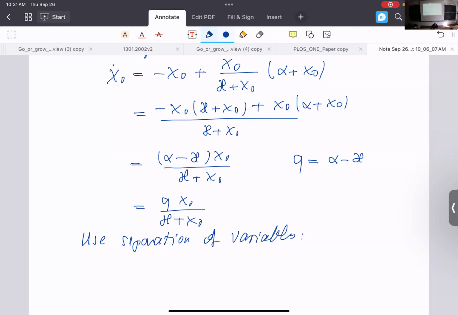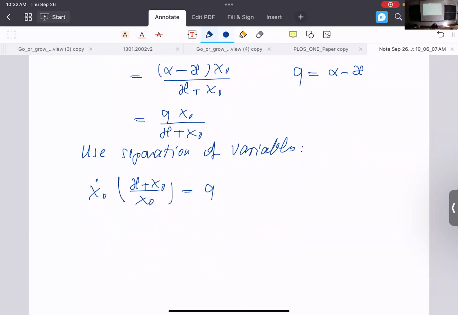So here we use separation of variables. Long time ago. So let's walk through this, because we write everything which has x0 on the left and everything which doesn't on the right. So we can write it as x0 dot times kappa plus x0 divided by x0 equals q. And we leave the q hanging there on the right hand side. And then we multiply this out.